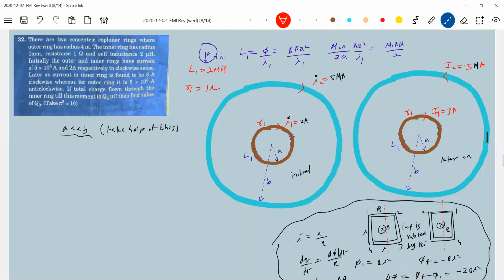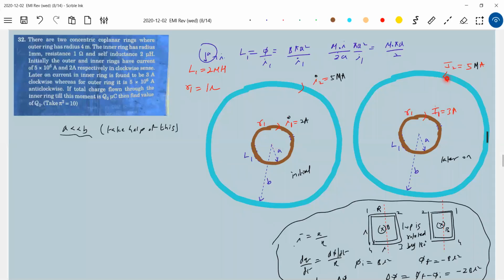Okay, I'll continue now. Let's get into the discussion. I think we have to go very fast. Looking at the current I2, it was 5 microampere. I'm going to change the direction of current now. Due to that, initially it will link a flux. So tell me, what is the flux linking? What is the magnetic field at the center of the loop? Mu naught I2 by 2B.